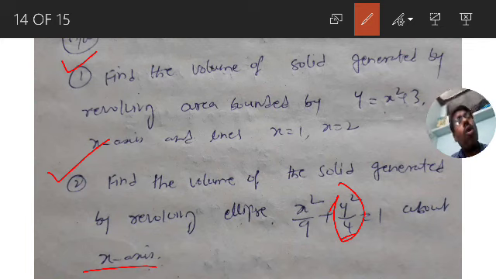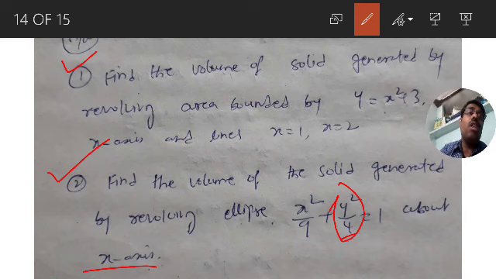Tomorrow we are going to see how to find the mean value by using a definite integral. We will give a formula for the mean value and we will solve the problems.